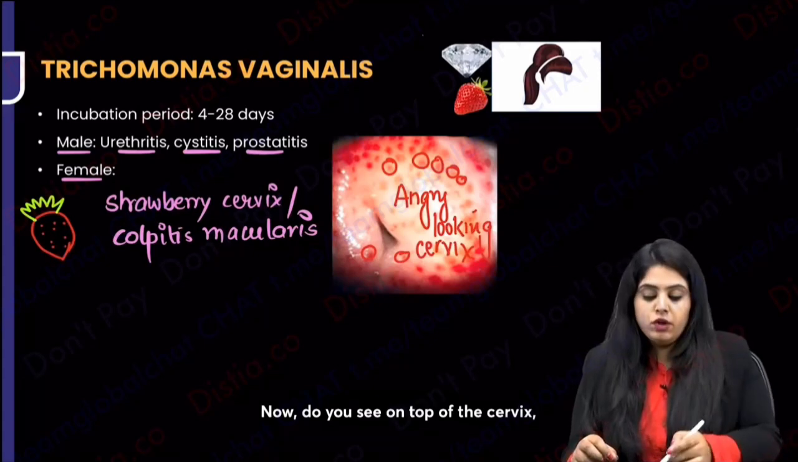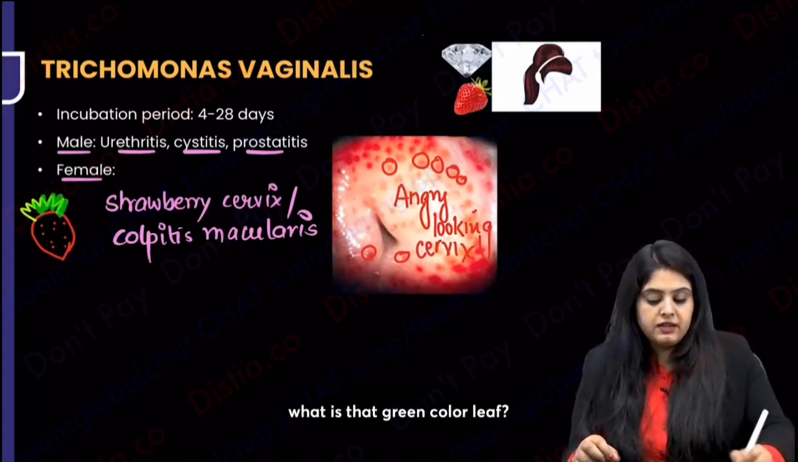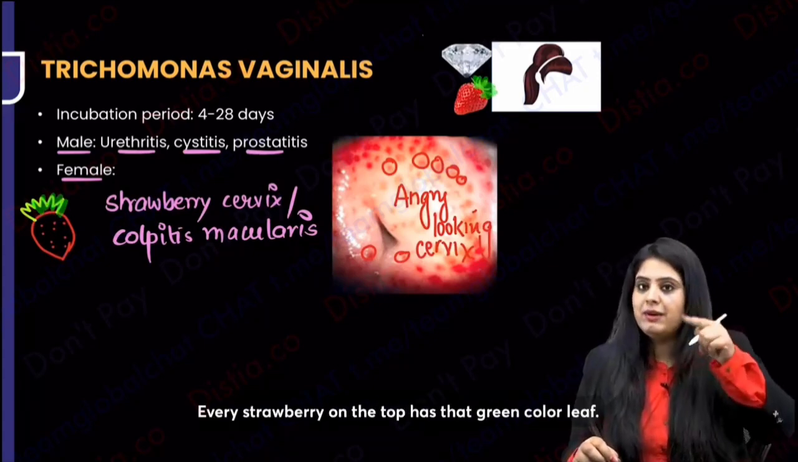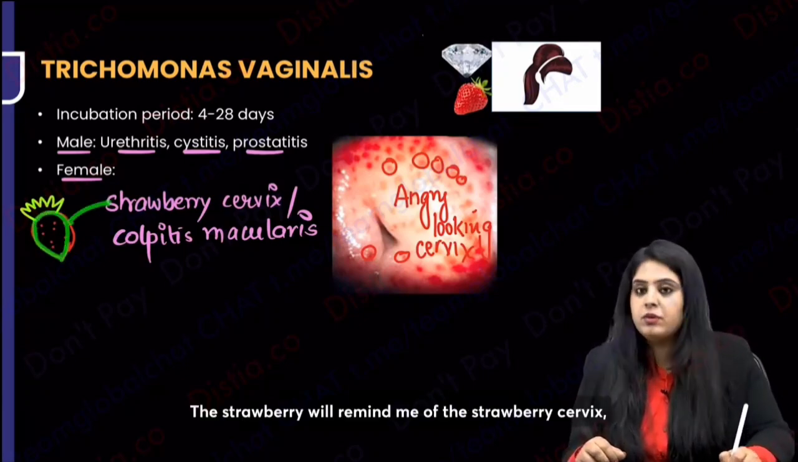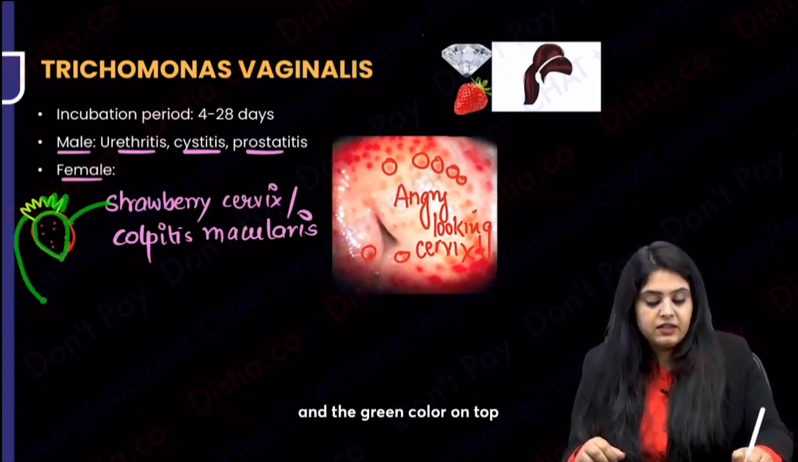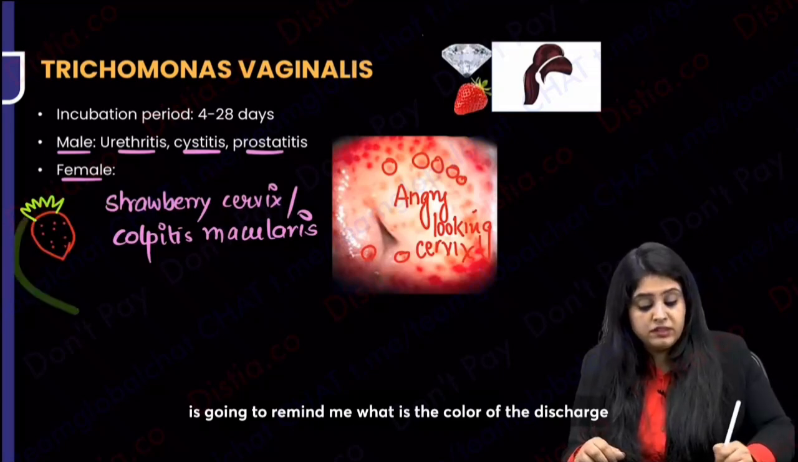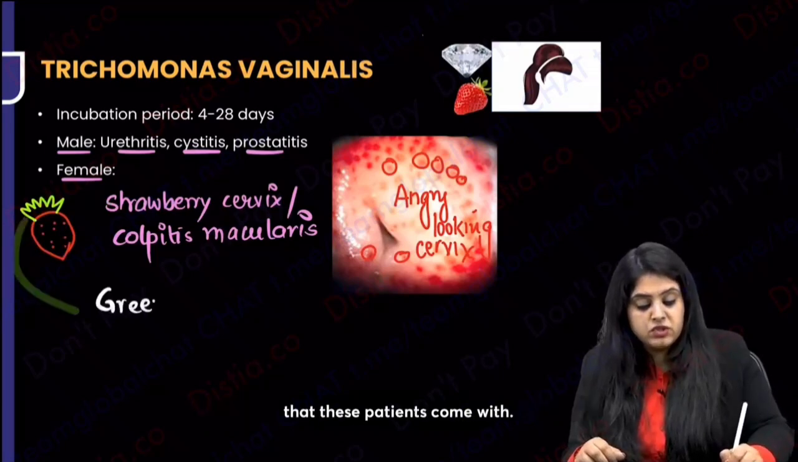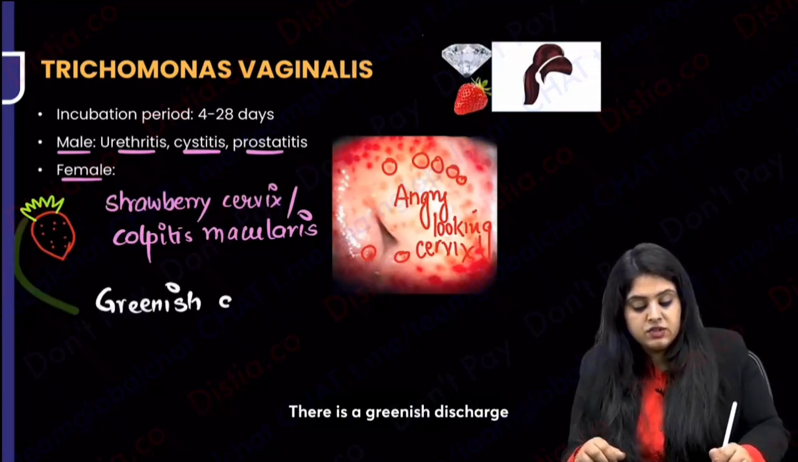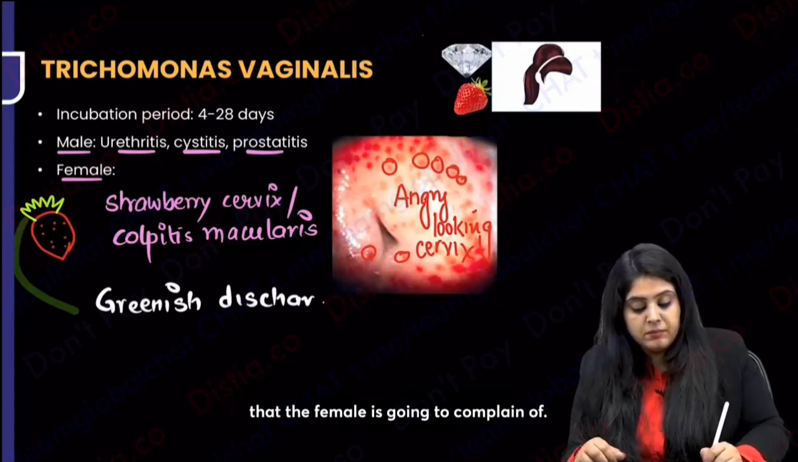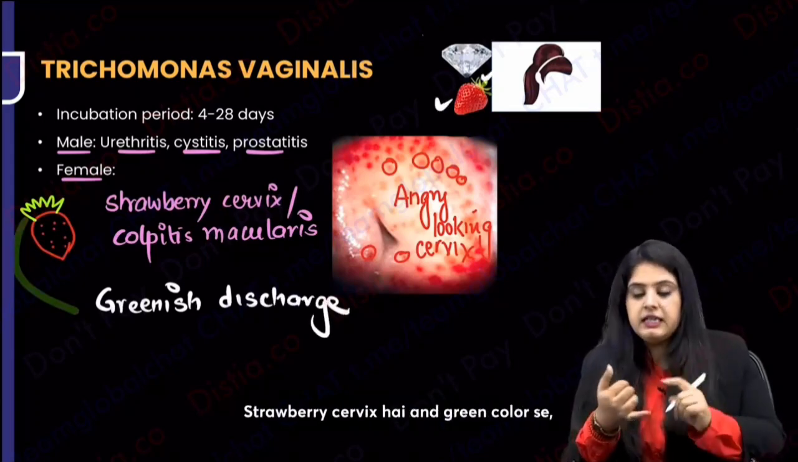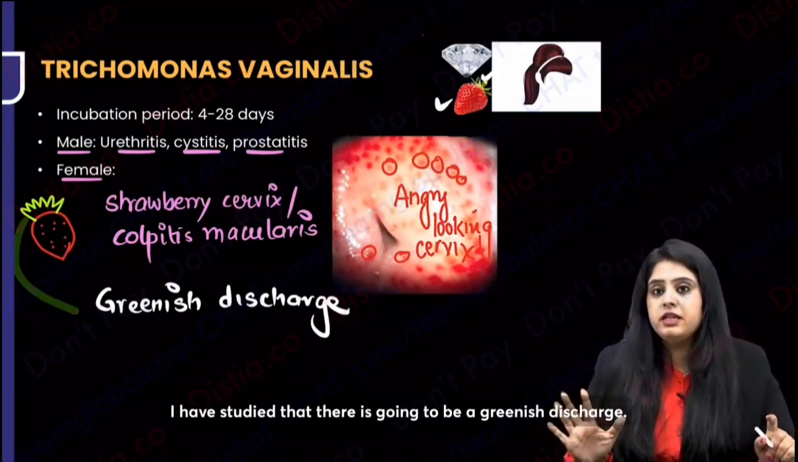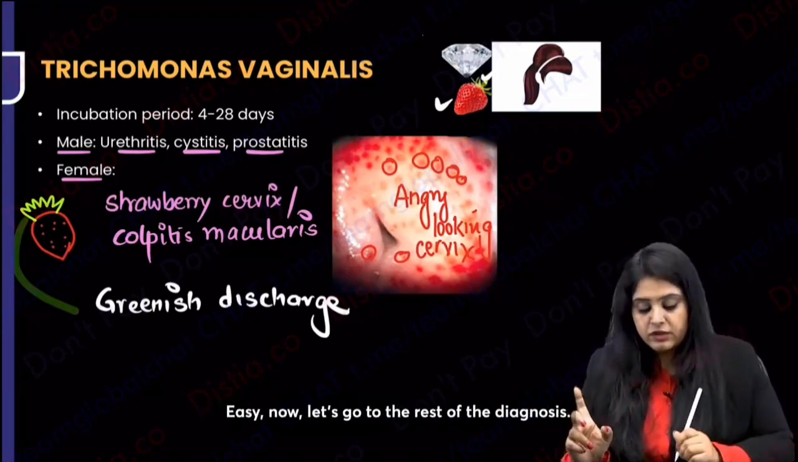Now, do you see on top of the cervix, what is that green color leaf? Every strawberry on the top has that green color leaf, right? So that is how I've learnt it. The strawberry will remind me of the strawberry cervix, and the green color on top is going to remind me of the color of the discharge that these patients come with. There is a greenish discharge that the female is going to complain of. So the strawberry mnemonic is done. Strawberry cervix, and from the green color I have studied that there is going to be a greenish discharge. Easy.